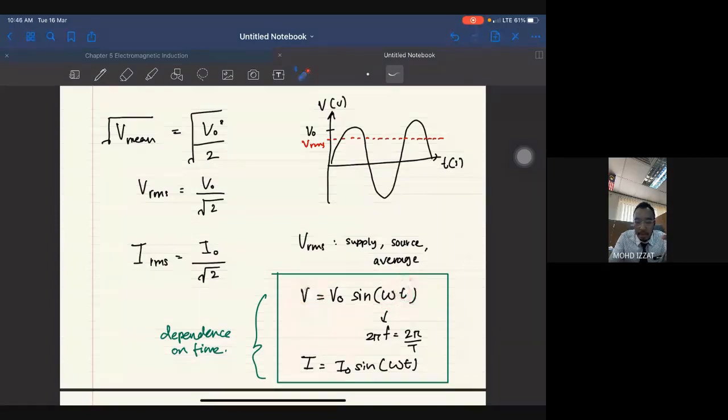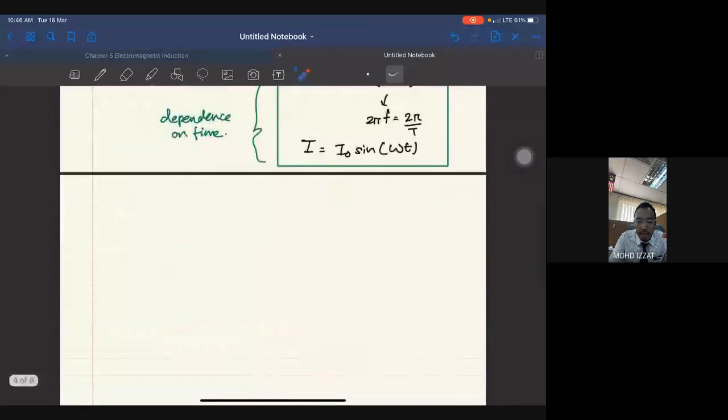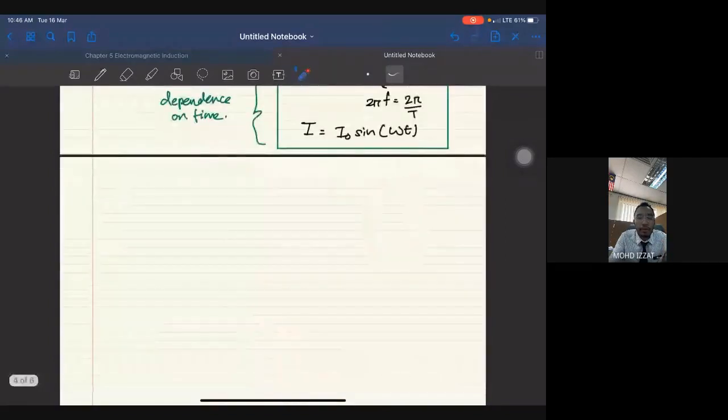Okay, another form, they give you a circuit and they want to find the voltage across a certain component. Okay, so we're going to look into that now.